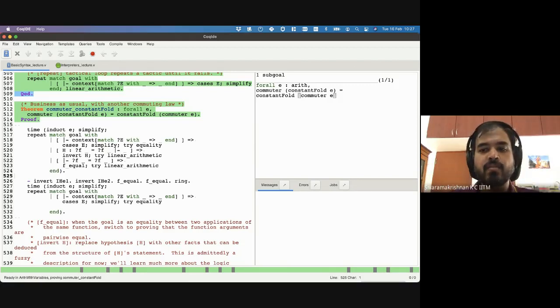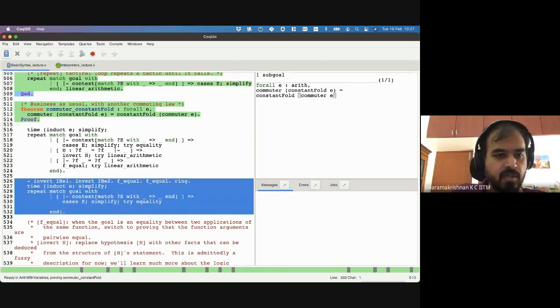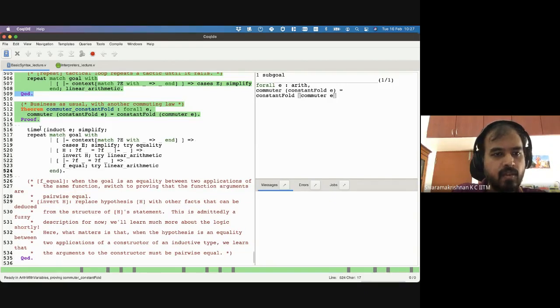are not being very clever about how to prove it. We are just exploring all the cases and trying to go through. So this might take some time. I'll just show how this works out. So time takes a tactic.